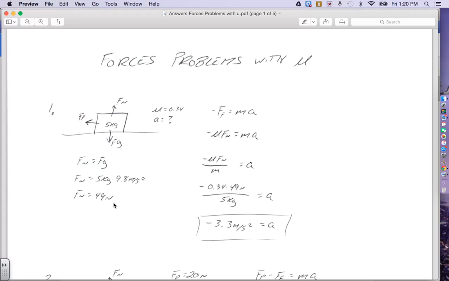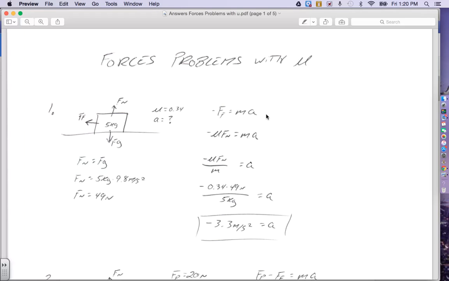Now, some people might like to then just solve for force of friction by saying, okay, friction equals the coefficient, the 0.34, times the normal force, 49, and then have a number for friction, and then moving into solving for A. If you want to do that, that's perfectly fine. I actually just do it in problem, so you'll see what I'm talking about as we go through.